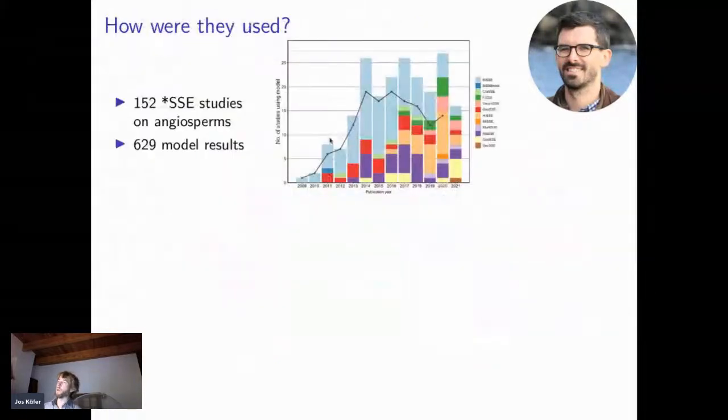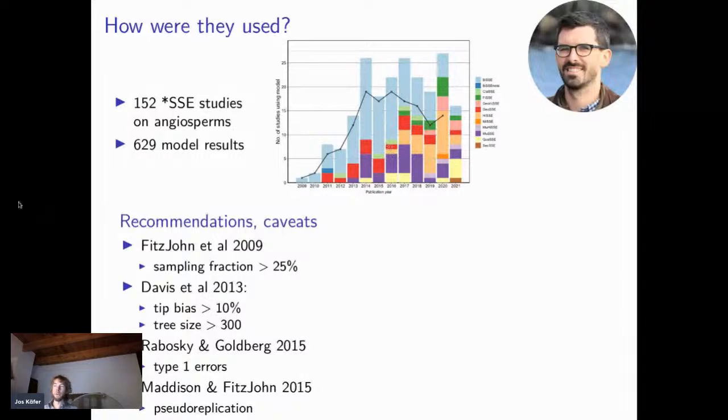So Andrew collected lots of data. He found 152 SSE studies on angiosperms, and in total, because some studies run different models, he had more than 600 model results. Here you see the number of studies over time. BiSSE was very much used and led to an enormous increase, but from 2015 on, it became a little less used, and people also started using the HiSSE models.